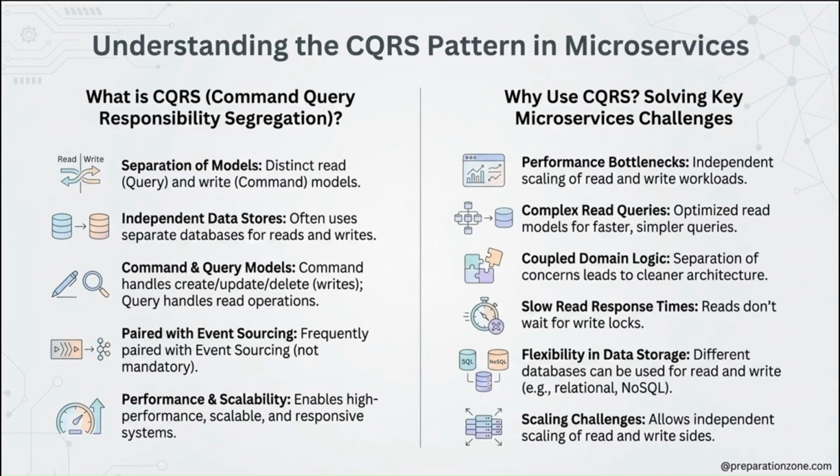Sixth, more efficient scaling. Instead of scaling one monolithic database, we scale what we actually need, that is, reads or writes. That makes scaling both cheaper and far more effective. So overall, CQRS helps us build systems that stay fast, flexible, and scalable even as complexity grows.